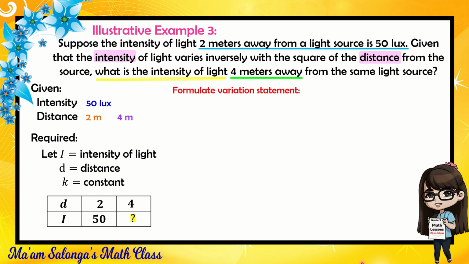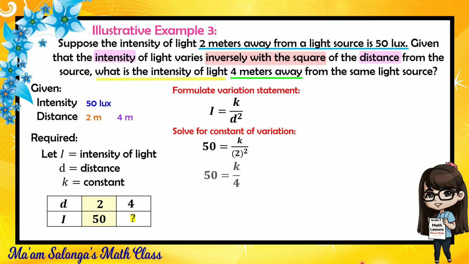Then let's now formulate the variation statement. So this is inversely with the square of the distance. So we have I equals k over d squared. And to solve for the constant of variation, we will use 2 and 50. So we have 50 equals k over 2 squared, and 2 squared is 4. Then let's multiply 50 and 4, and the result is 200. So finding the equation of variation, let's just replace the value of k from the variation statement. We have I equals 200 over d squared.